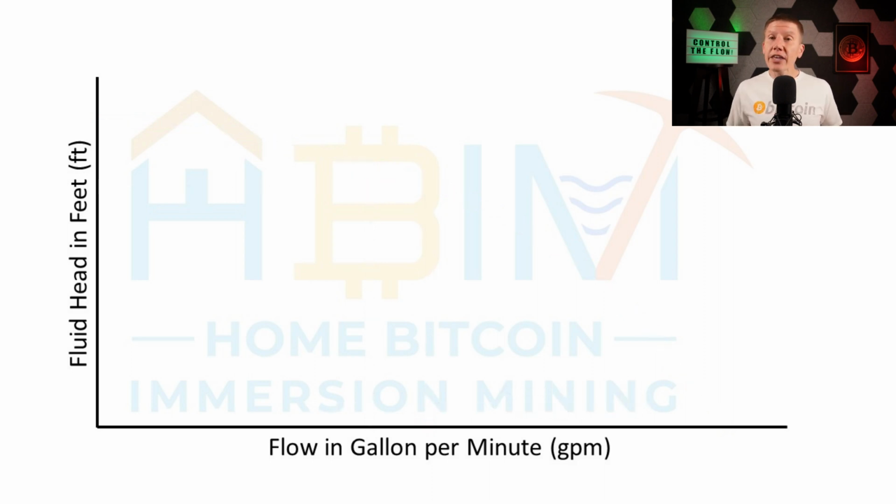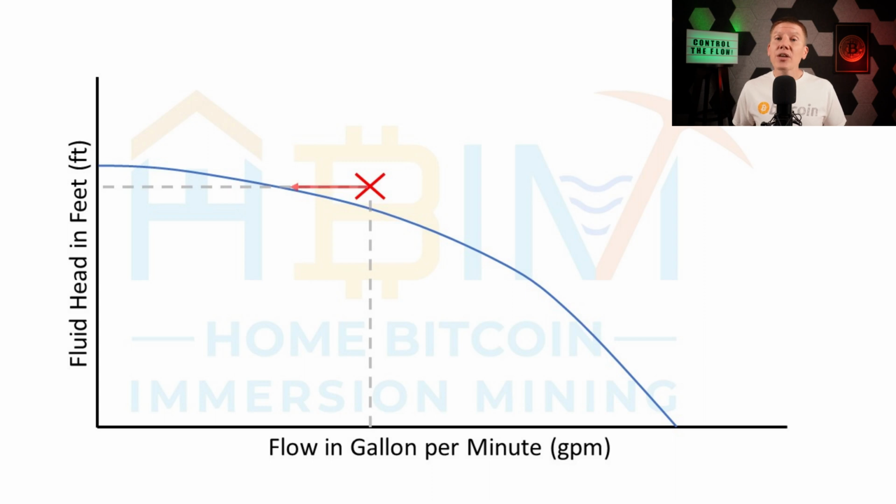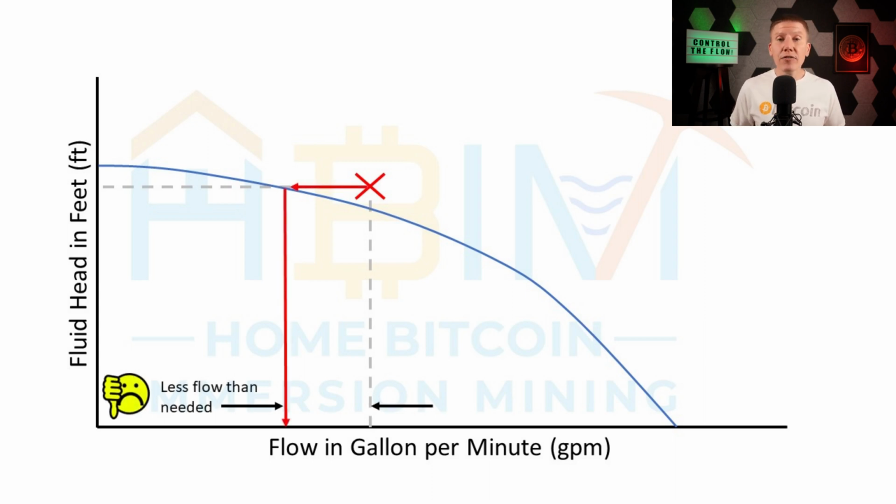Alternatively, if we find the intersection of the flow rate and head height on the chart and the pump curve is lower than this point, then the pump will definitely flow lower than you need. And in this case, you should definitely search for a different pump. So let's go through a realistic example to show you how all of this works together.